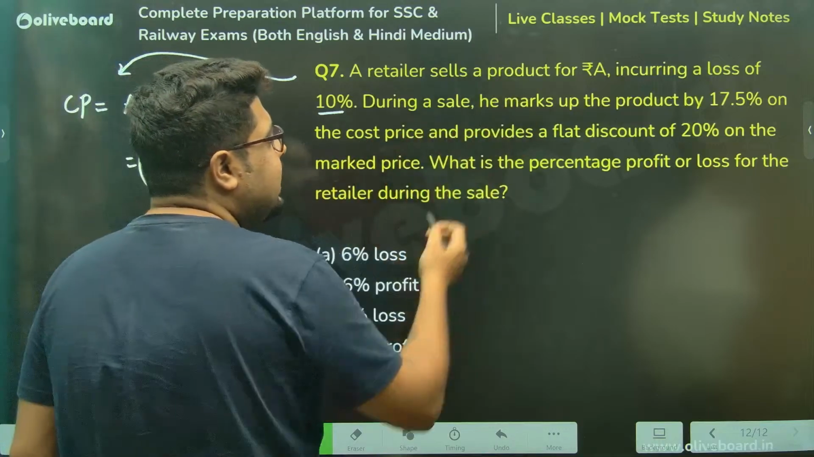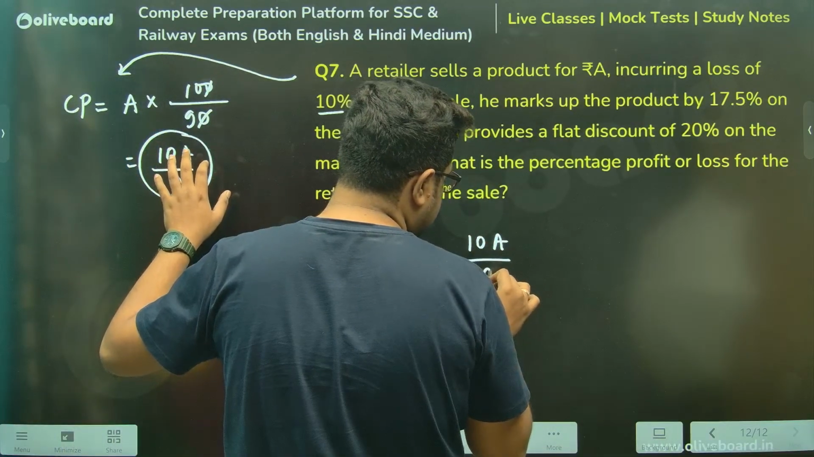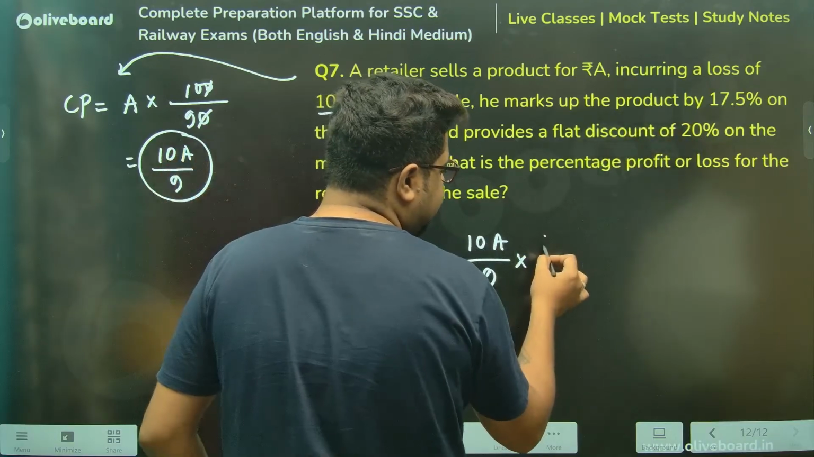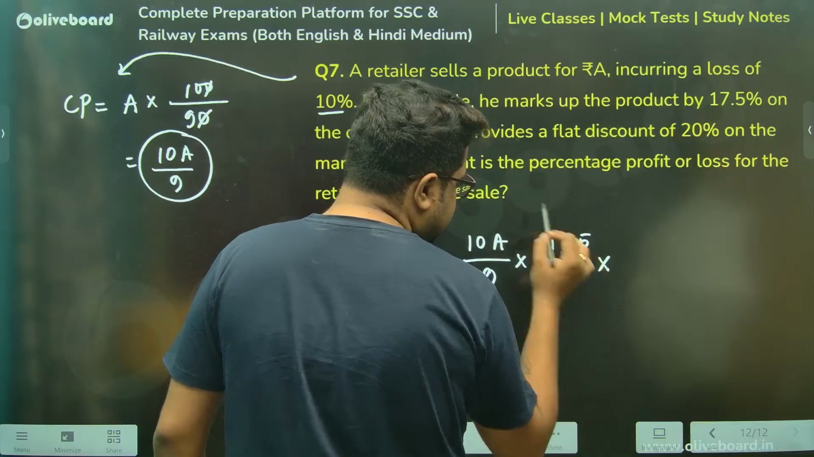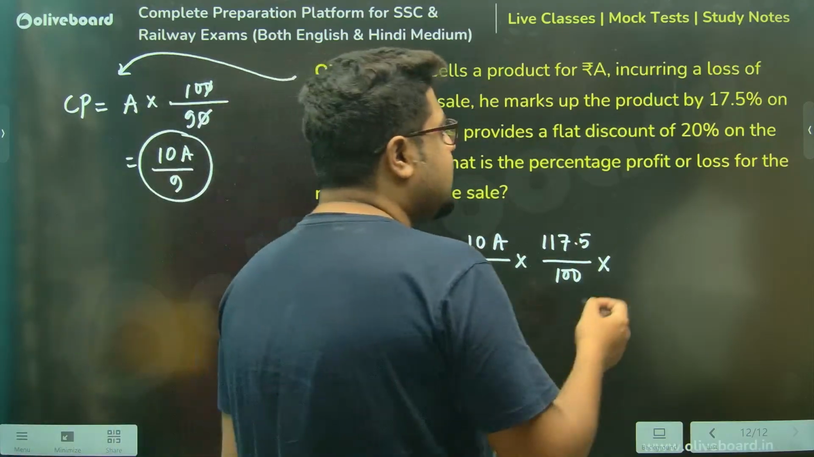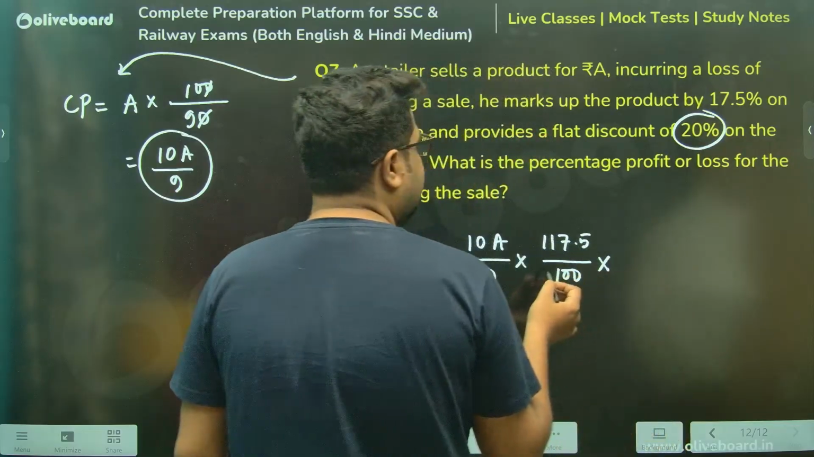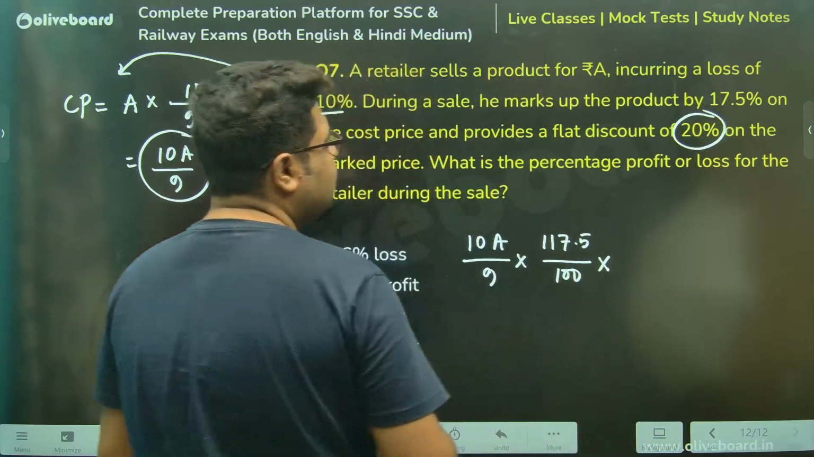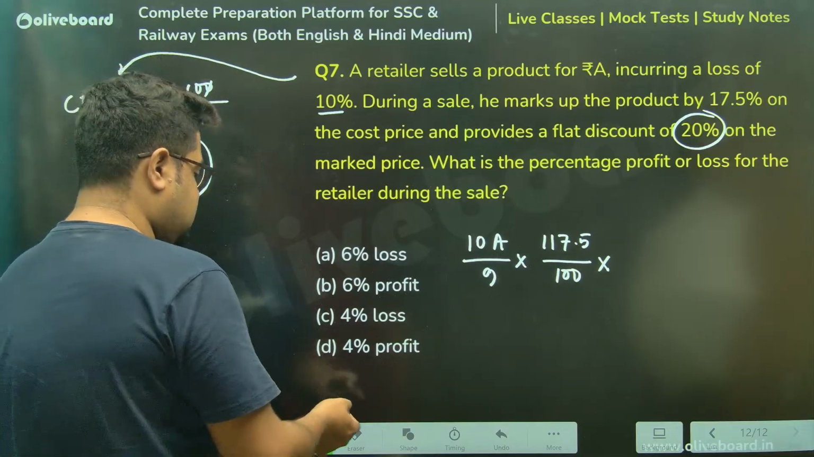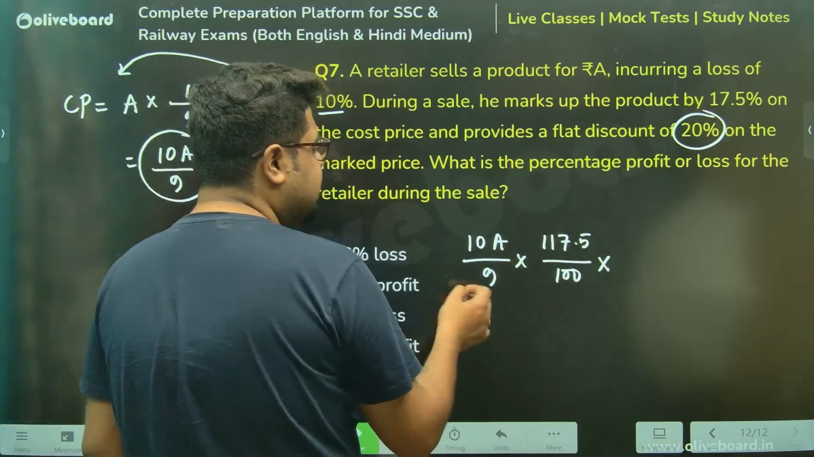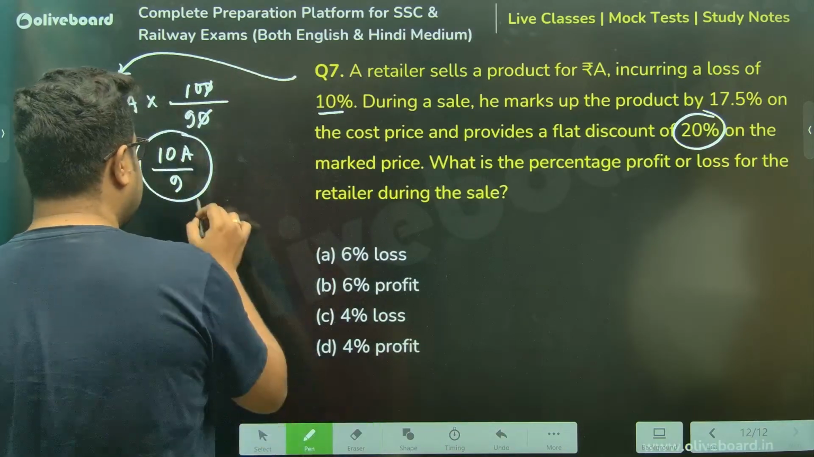So during a sale, he marks up this particular CP, that is 10A by 9, by 17.5%, meaning 117.5% into. Provides a discount of 20% on top of this. Will you do one thing, sir? It's better if I don't do it like this because there is no value involved. Sir, this is CP. You keep it.